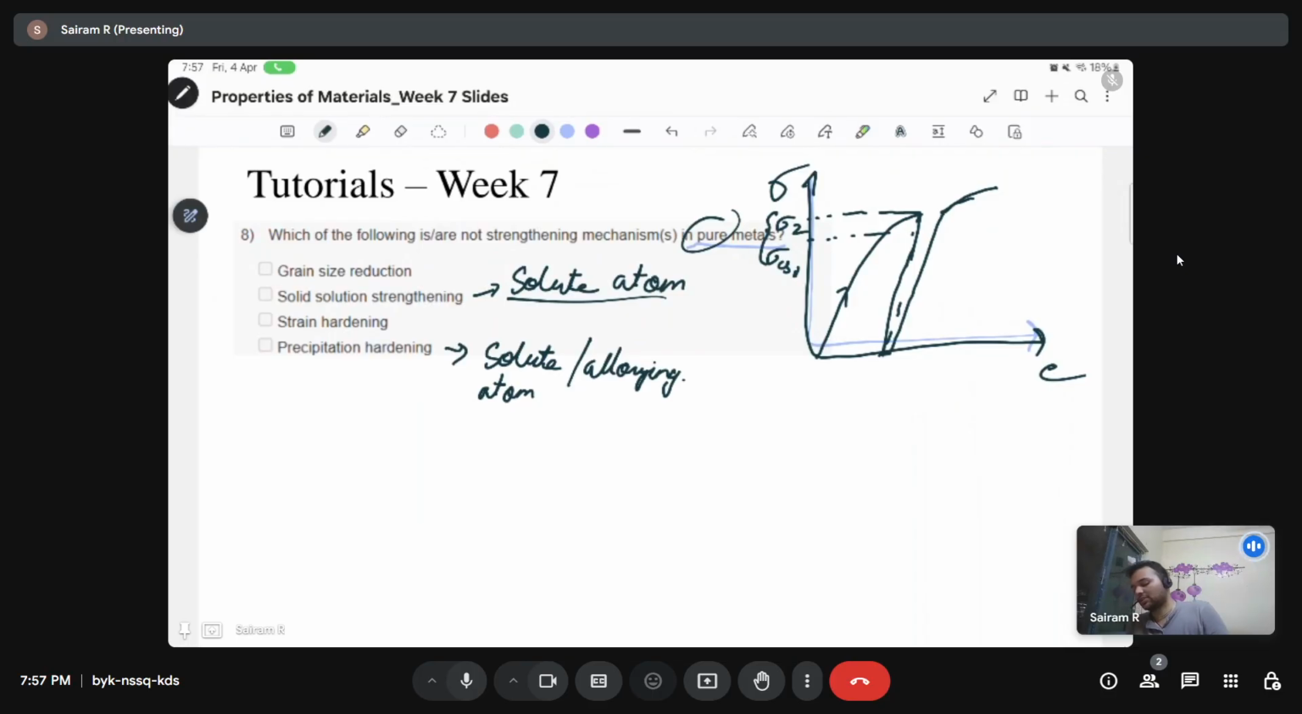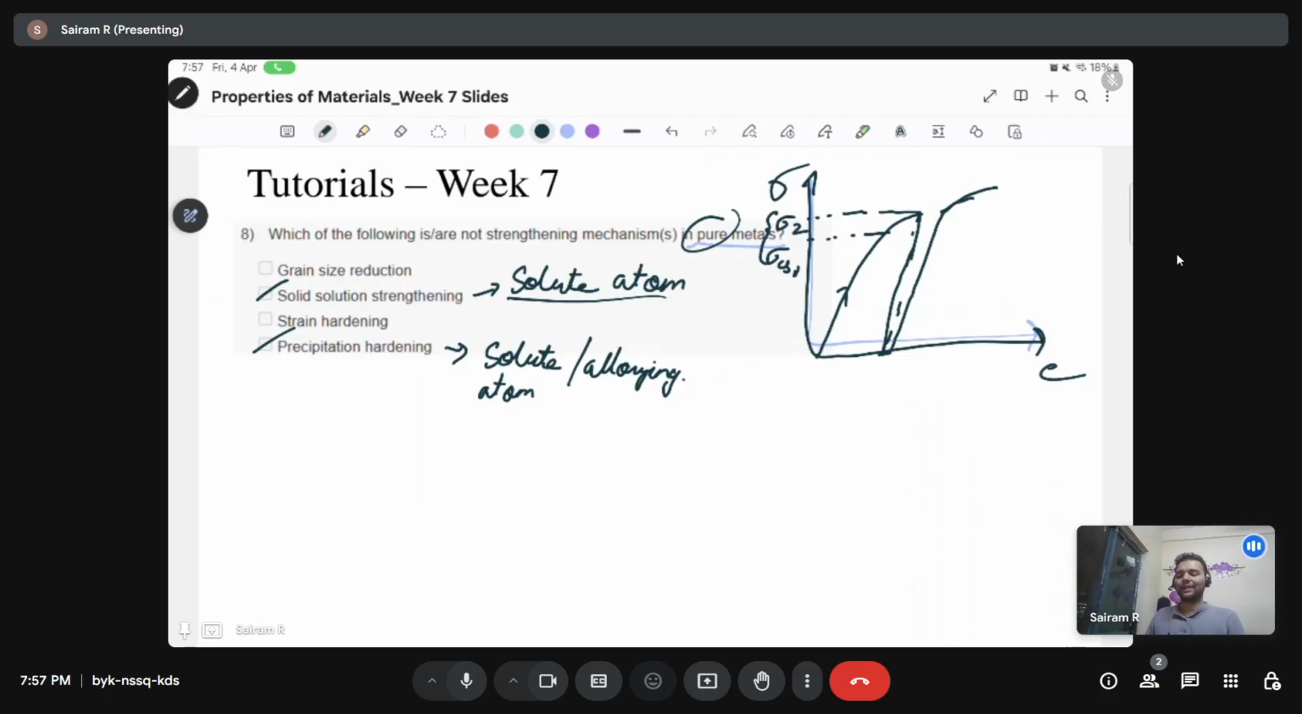Right? I still need these to bring in or increase the strength of my metal or my material. Okay, so which are not the strengthening mechanisms in pure metal? Solid solution strengthening and precipitation hardening are not strengthening mechanisms in the case of pure metal.